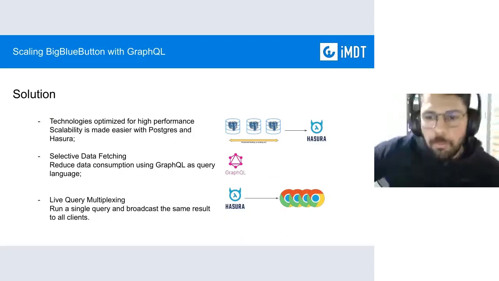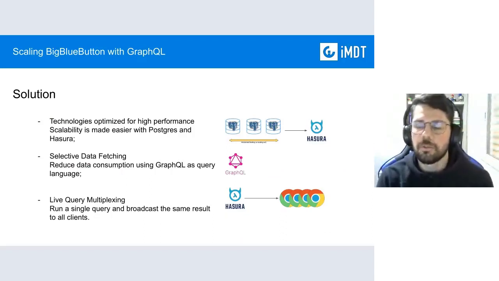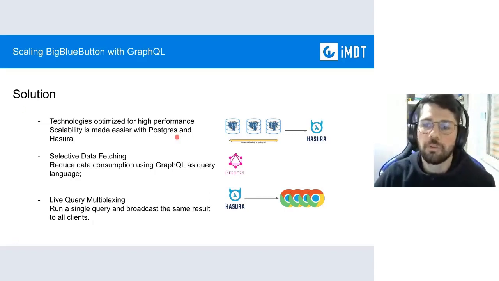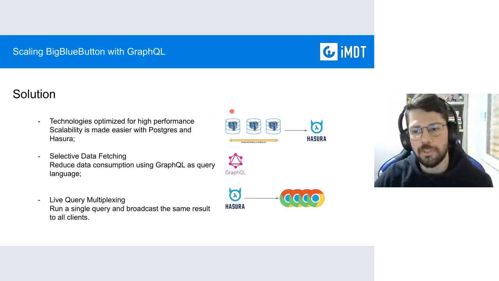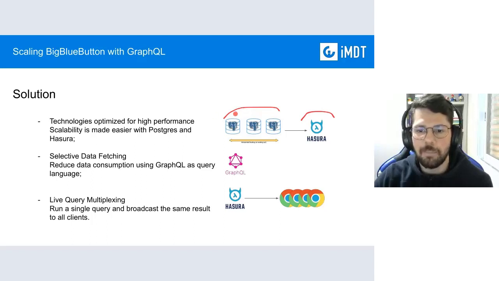Okay, so some points to consider with this new strategy is that now we will introduce the Postgres database and Hasura as the GraphQL server. And it's good because Hasura and these technologies are all optimized for high performance and scalability. So it will be much easier to scale BigBlueButton by using these technologies than it is by using Meteor and Node.js. So it's good for scalability.